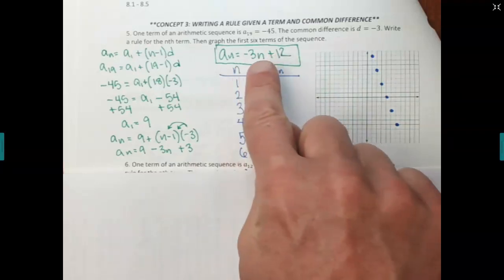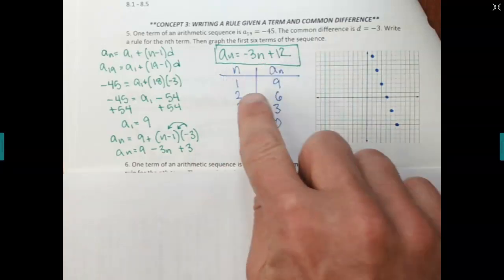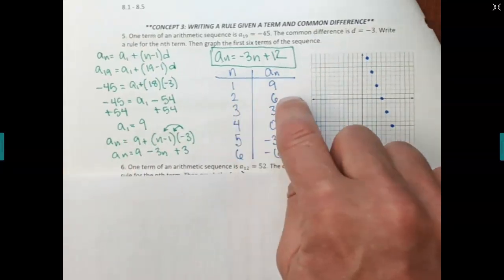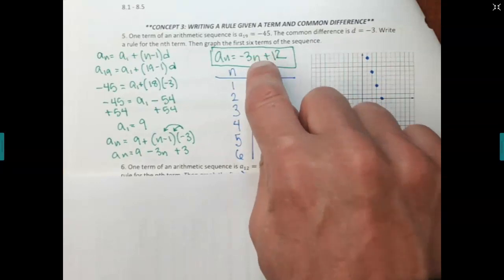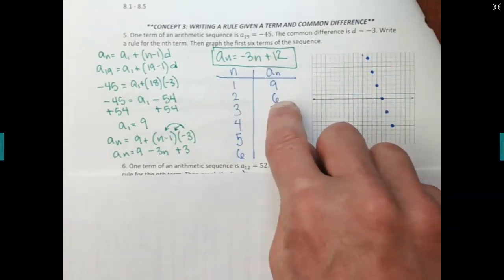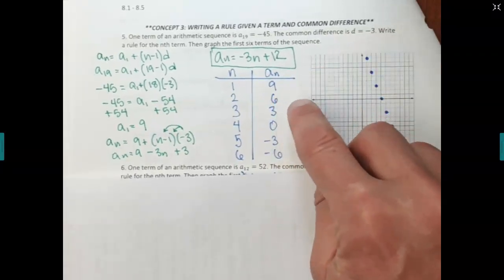Distribute that negative 3, combine like terms, and you get a sub n equals negative 3n plus 12. Now my first term is 9, which we knew already. And the second term I can either plug in, so I put 2 in there, I get negative 6 plus 12, which is positive 6. Or just do 9 minus 3, right? My common difference is negative 3. 6 minus 3 is 3.